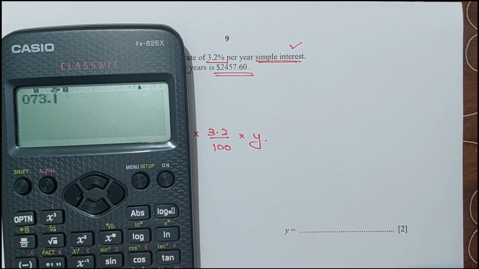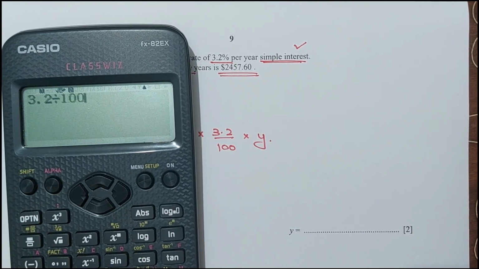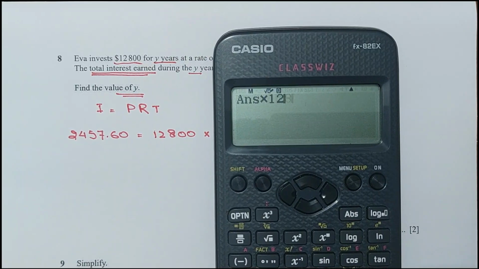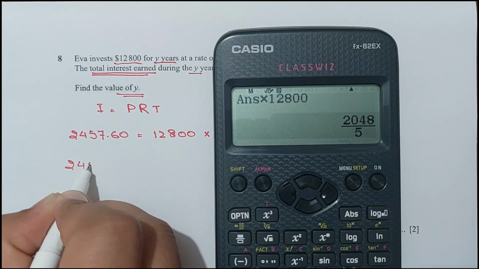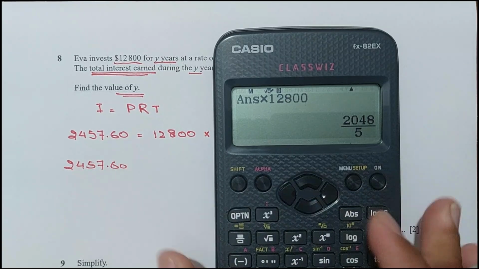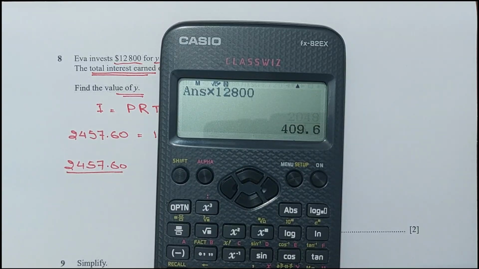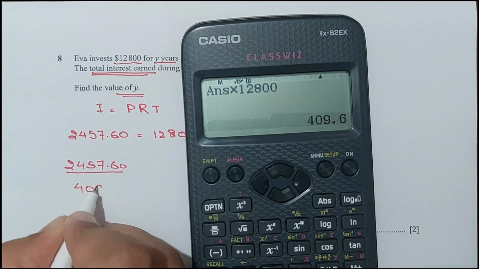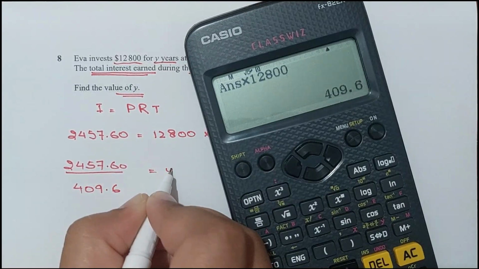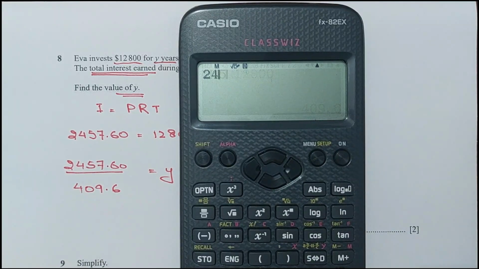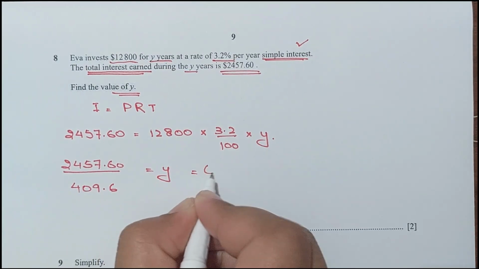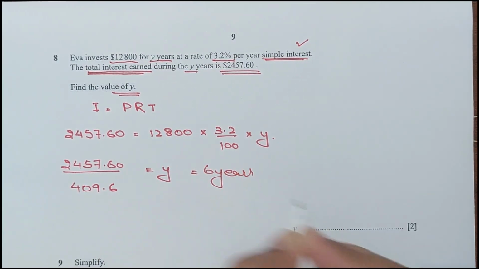Simplify 3.2 over 100 times 12,800, which is 409.6. This would be my Y multiplier. Dividing 2457.60 by this answer gives just 6 years. Y value is 6 years.